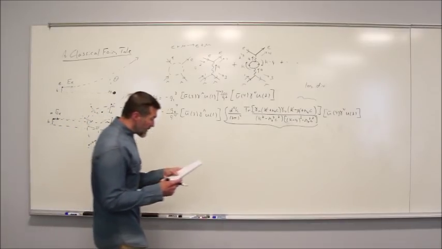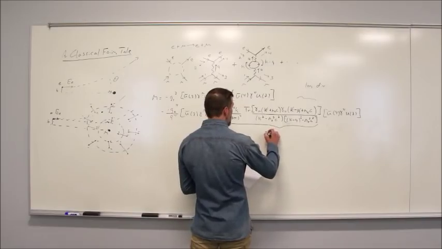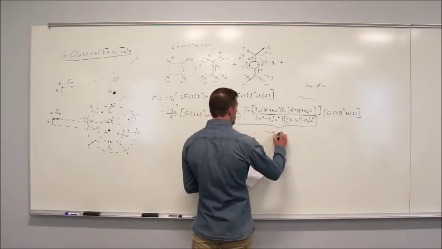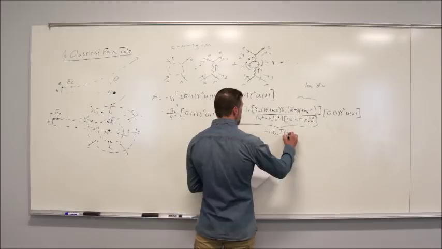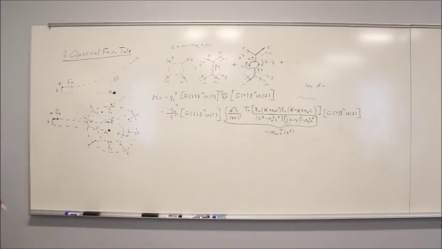So I'm going to take this whole thing, and I'm going to call this minus i eta mu nu times I of q squared. Okay?